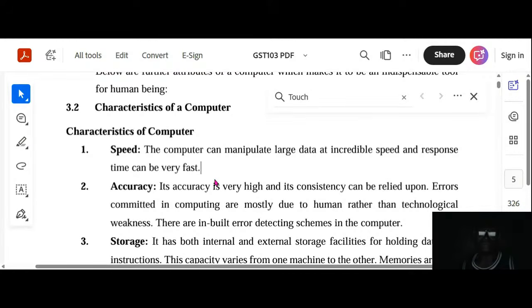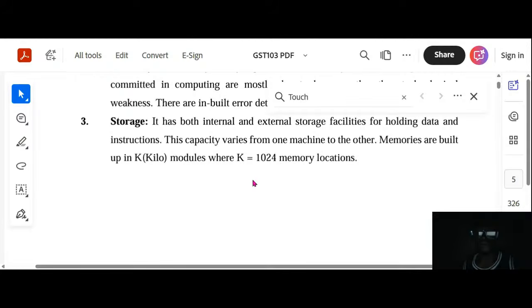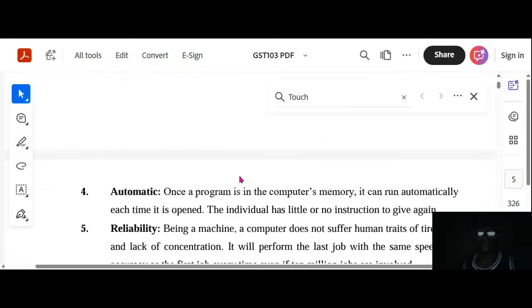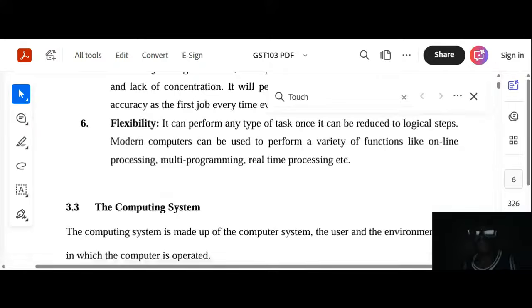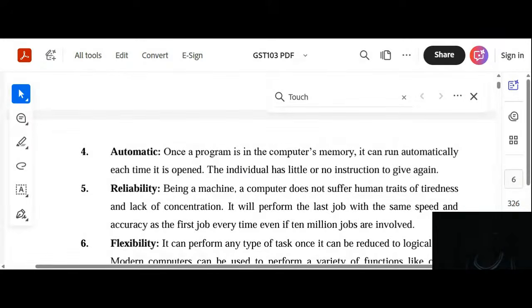Okay, so what are the characteristics of the computer? We have SASARF, if you want to use a mnemonic, is it mnemonic or what do you call it? So this is it now. We say SASARF. Those are the characteristics of the computer.